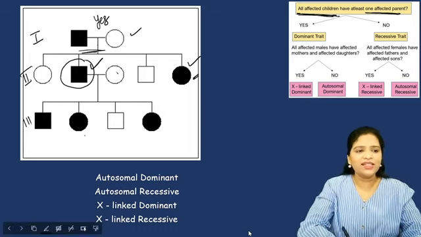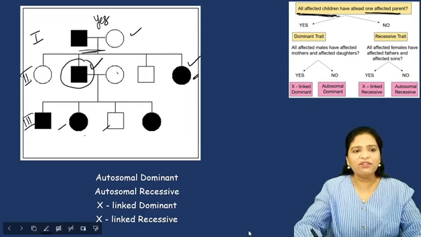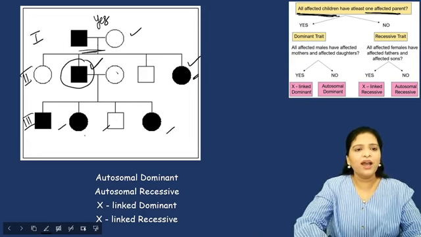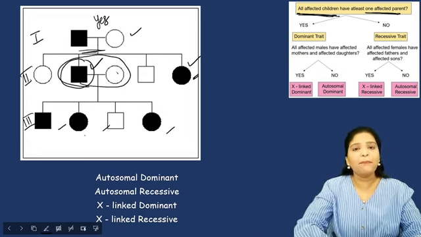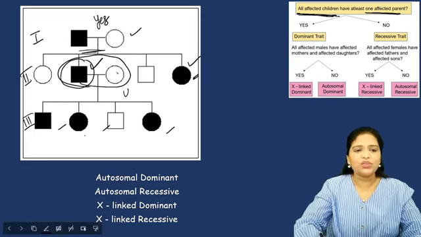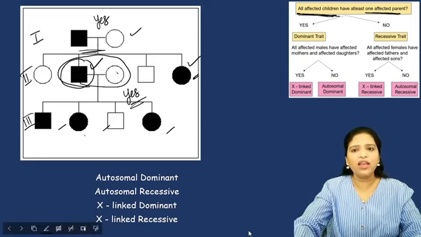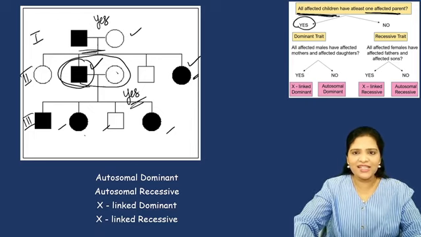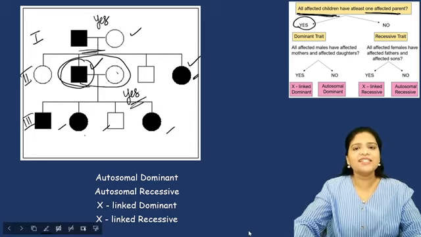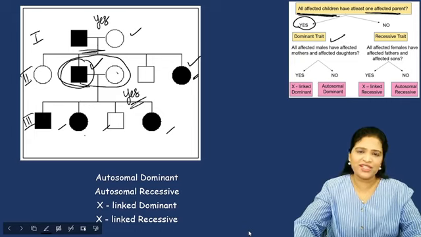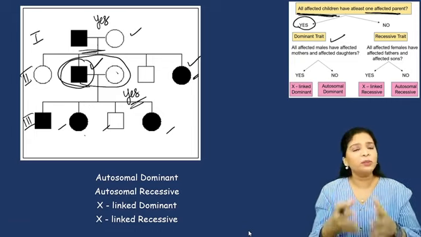So look at the third generation here. These are the affected children. They have at least one affected parent. Here the father is affected. So here the answer is yes. This satisfies the first question. That means all affected children have at least one affected parent. So the answer is yes. Then what type of trait is this? This is a dominant trait, right? Since this is a dominant trait, what will be your second question?